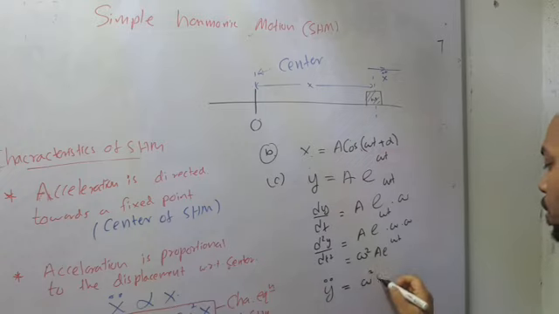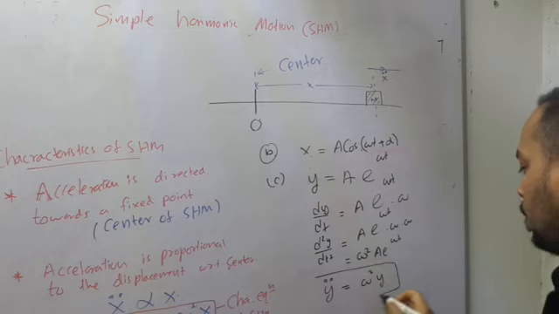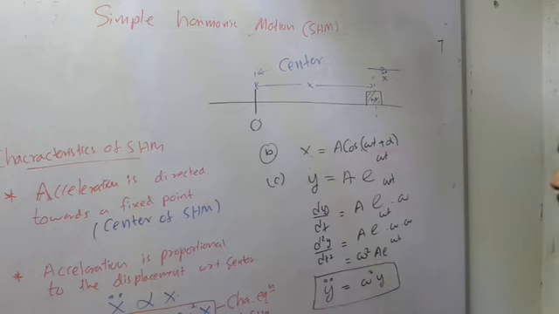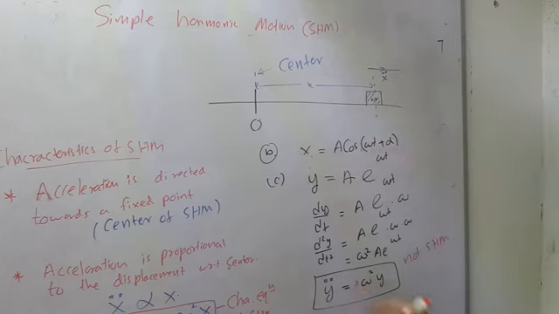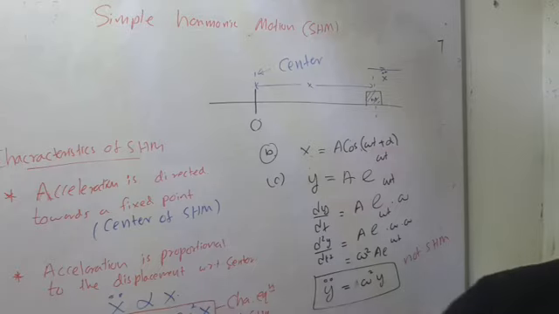This part is y. Now notice that this is quite similar to the characteristic equation, but something is missing here. What is missing is the negative sign. So this is not simple harmonic motion, not SHM. If it is simple harmonic motion, it must satisfy this equation with a negative sign there. Okay, thank you for listening.